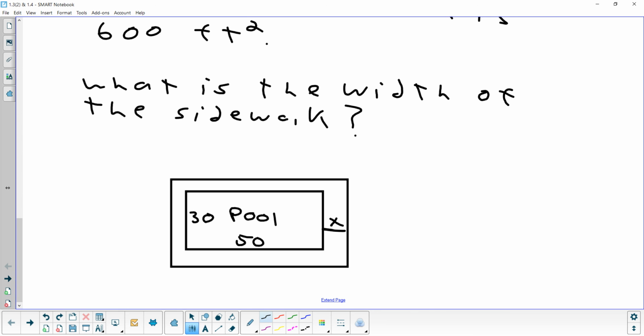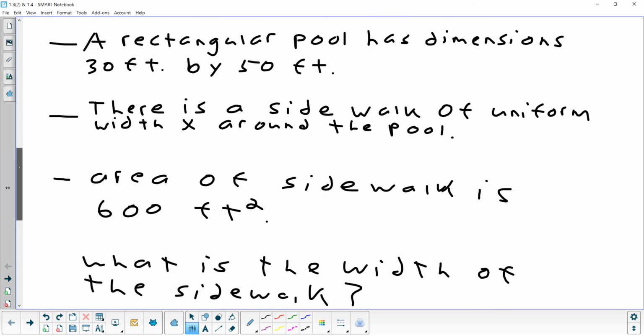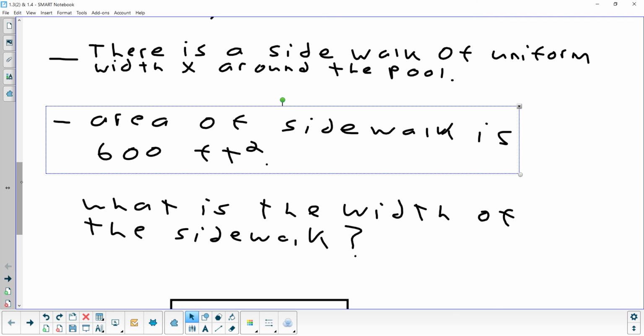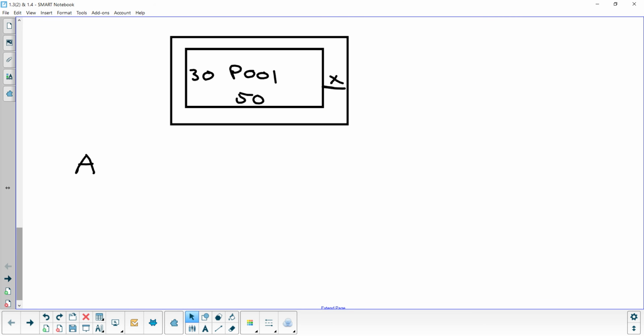Okay, so now we want to come up with a formula that's going to use the area of the sidewalk. We want to come up with a formula that's going to use this number. So, does anybody see how we could figure out the area of the sidewalk using these two rectangles? It's my hint. Somehow I want to use the bigger rectangle and the smaller rectangle and get the area of just the sidewalk.